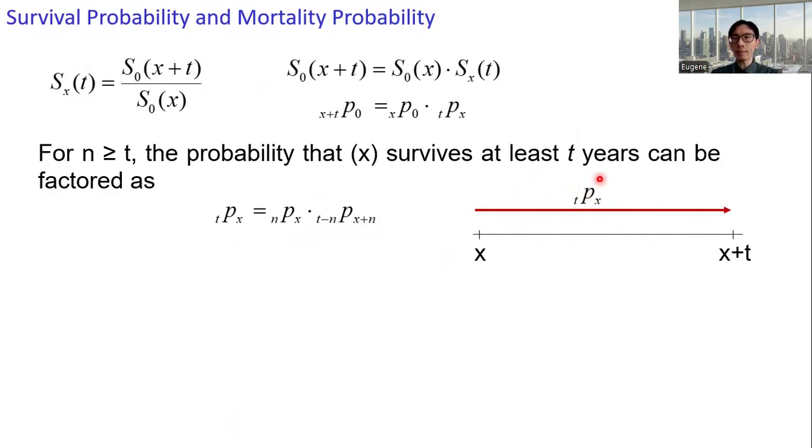This is t p x, which is equivalent to a person surviving up to age x plus n. The probability is n p x: starting at age x, survive for n years. And then at age x plus n, survive for the remaining t minus n years. So we have t−n p x+n.